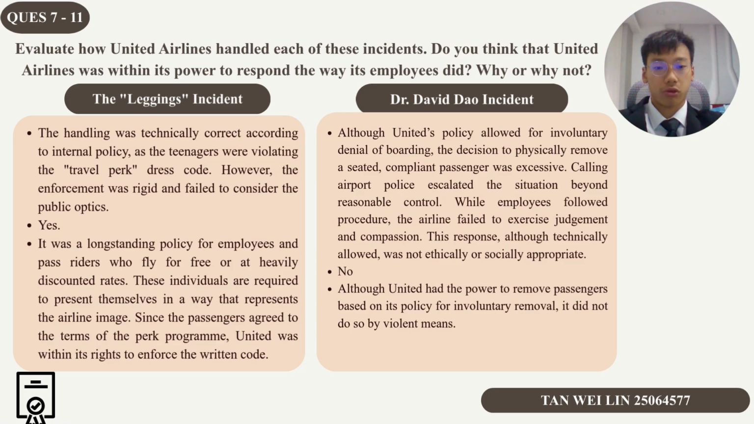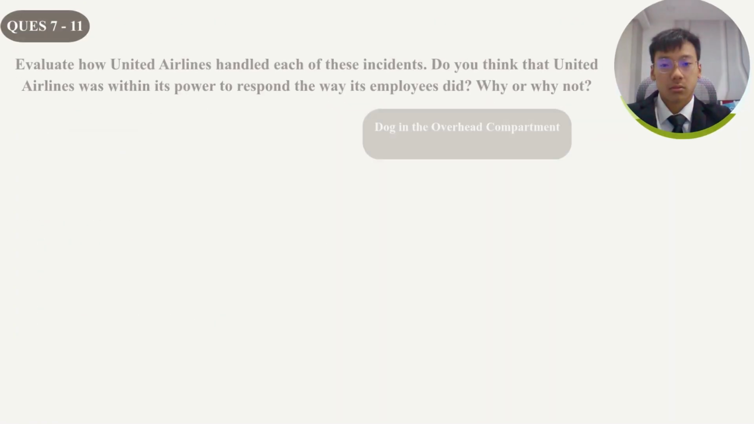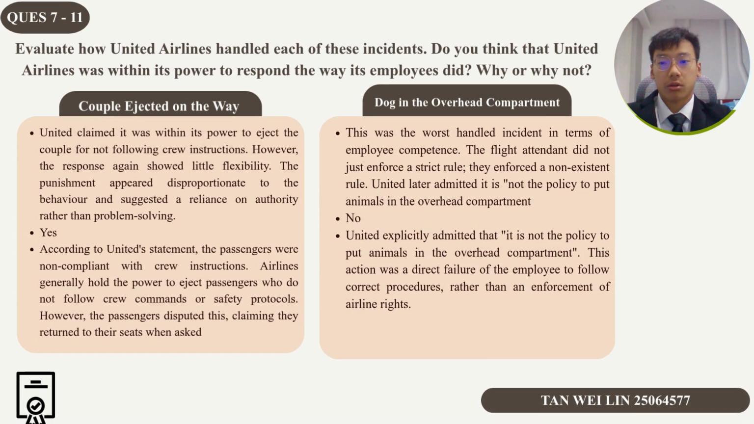Although United has the power to remove passengers based on its policy for inventory reasons, it did not do so by nonviolent means. For the couple ejected on the way, United claimed it was within its power to eject the couple for not following crew instructions. However, the response again showed little flexibility. The punishment appeared disproportionate to the behavior and suggested a reliance on authority rather than problem solving.